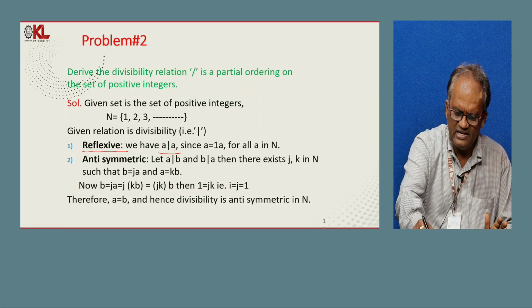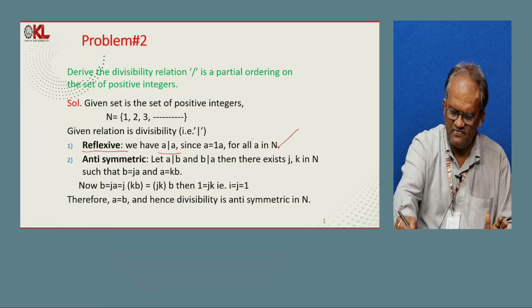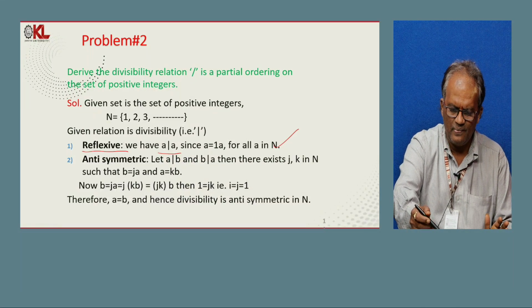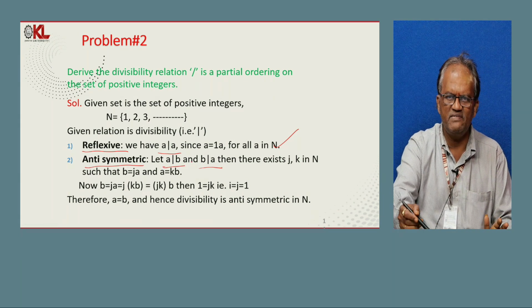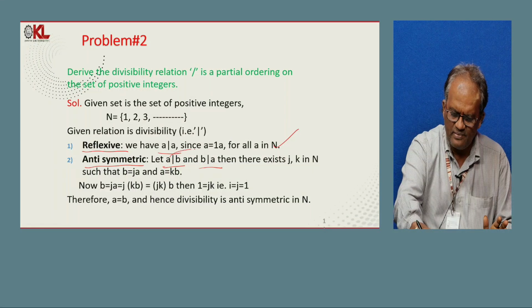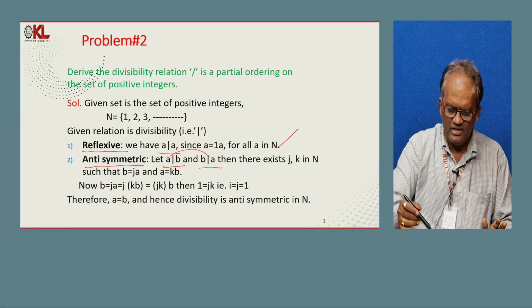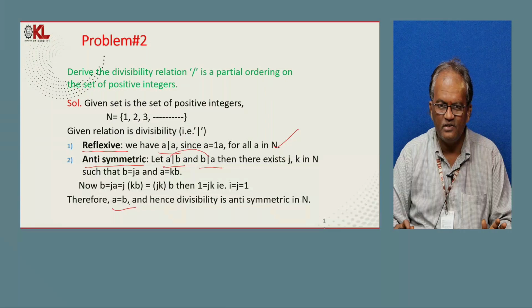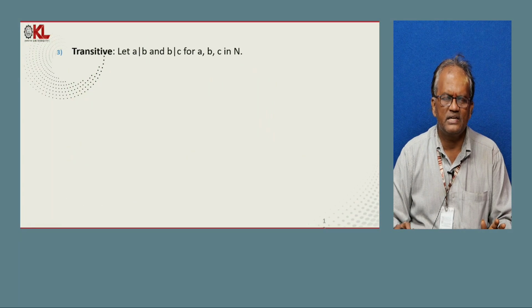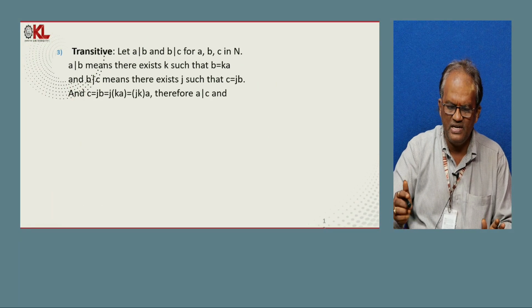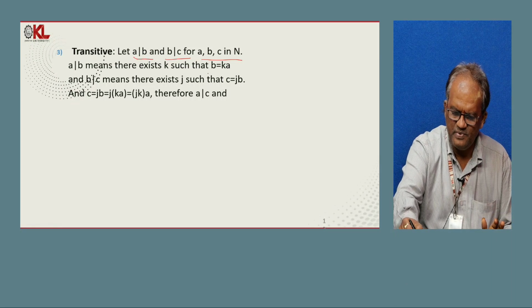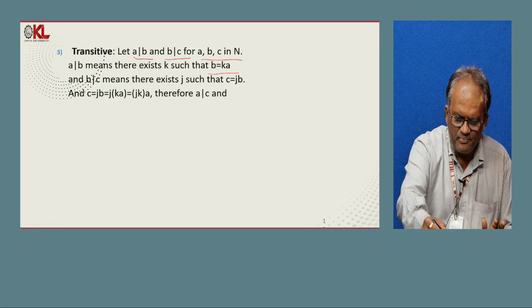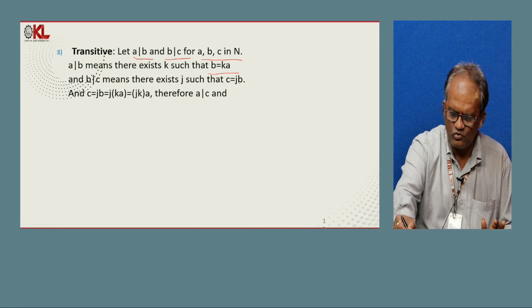See, A divides A, so that is reflexive: every element divides itself. Antisymmetric: in the divisibility relation, if A divides B and B divides A, then automatically the two elements should be the same, and therefore A is equal to B. Come to the transitive property: if A divides B and B divides C, for three elements, then A divides B means B is equal to some quotient times A, say B equals KA, and B divides C means that C is equal to some quotient times B, C equals JB.